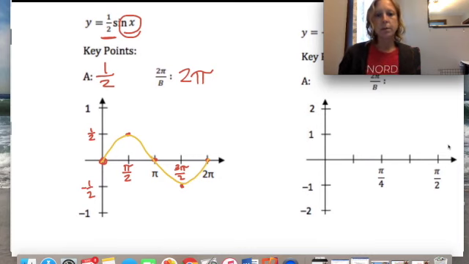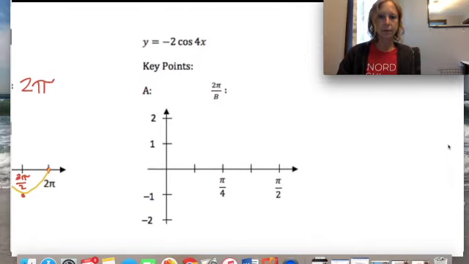So notice there were some things I needed to rely on to do that. I had to know where does sine typically start and what direction does it go from there. So if you don't remember that yet, make sure you have your parent function sitting out next to you so you can look at it and know where I'm getting those things from.